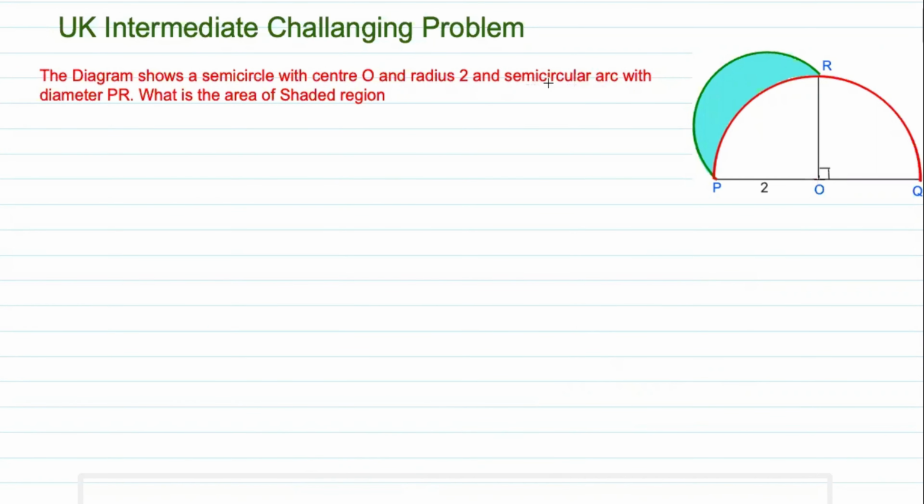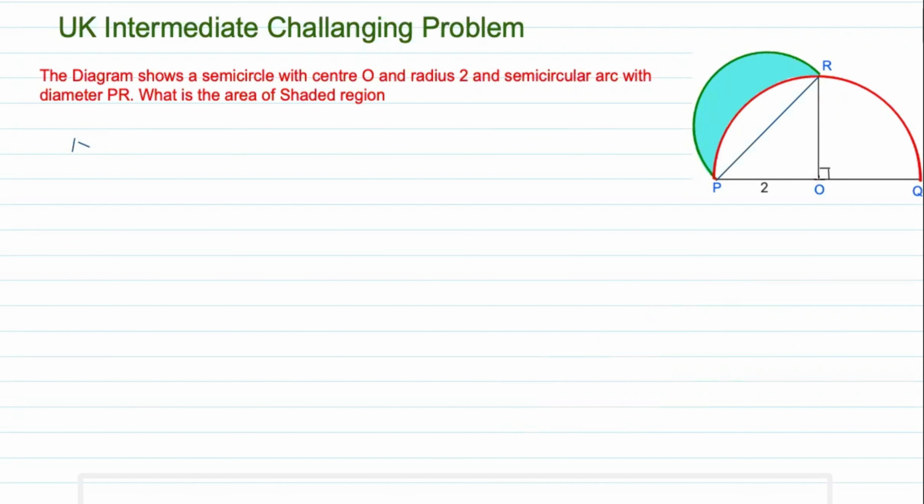Now you see here the semicircle arc. This is the semicircle arc and the diameter is PR. Now firstly, we draw the diameter. You see here, this is the diameter. Now after mentioning the diameter, we will find the length of PR. You see here, this is the right angle triangle POR.